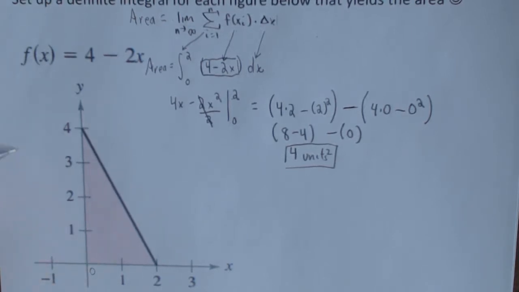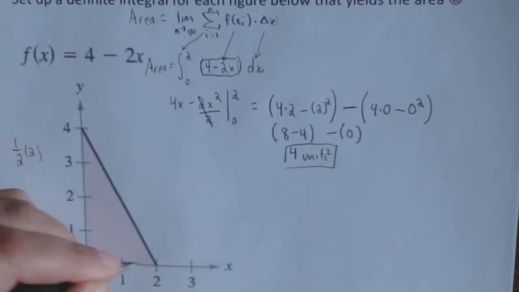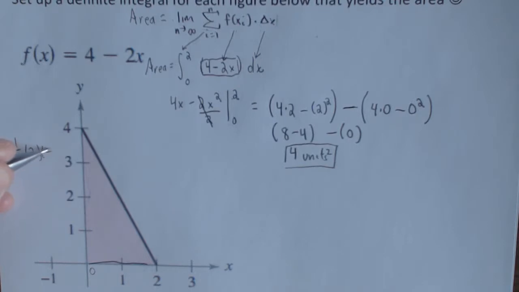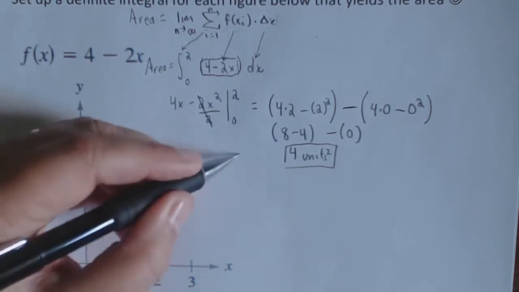We can check this. We know the formula for a triangle is 1/2 the base, which is 2, times the height, which is 4, and 1/2 times 2 times 4 is 4. So this checks out.